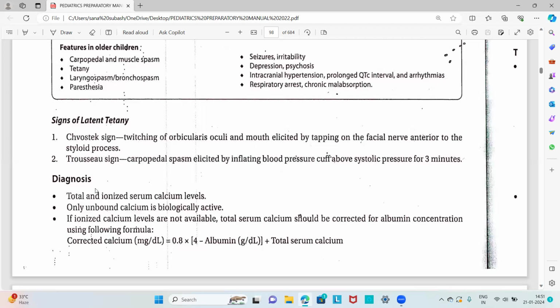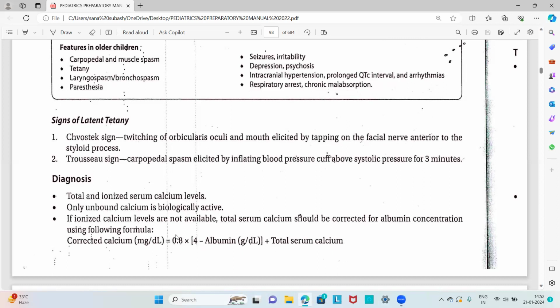Then how will you diagnose this condition? By the total and ionized serum calcium levels. If there is any decrease in them, it is indicative of hypocalcemia: total serum calcium less than 7 milligram per deciliter, and also decreased ionized calcium less than 4 milligram per deciliter. Only unbound calcium is biologically active, that is, free calcium is biologically active. If ionized calcium levels are not available, total serum calcium should be corrected for albumin concentration using the following formula.